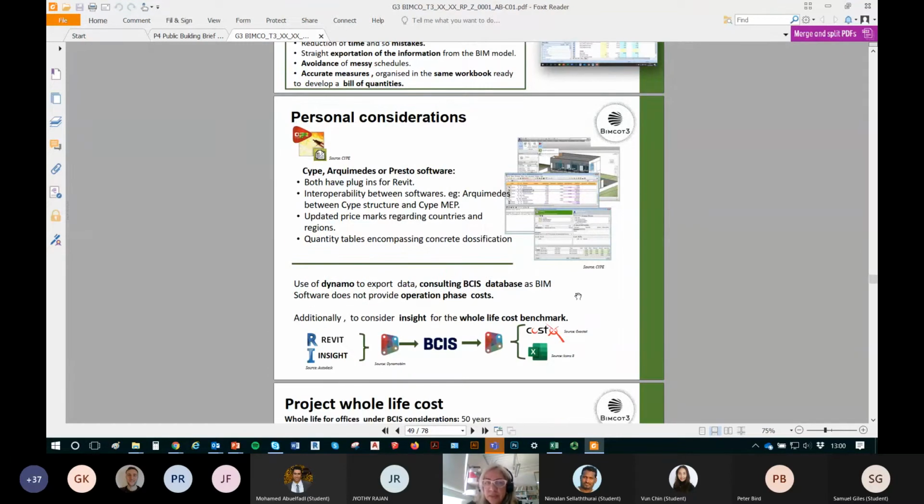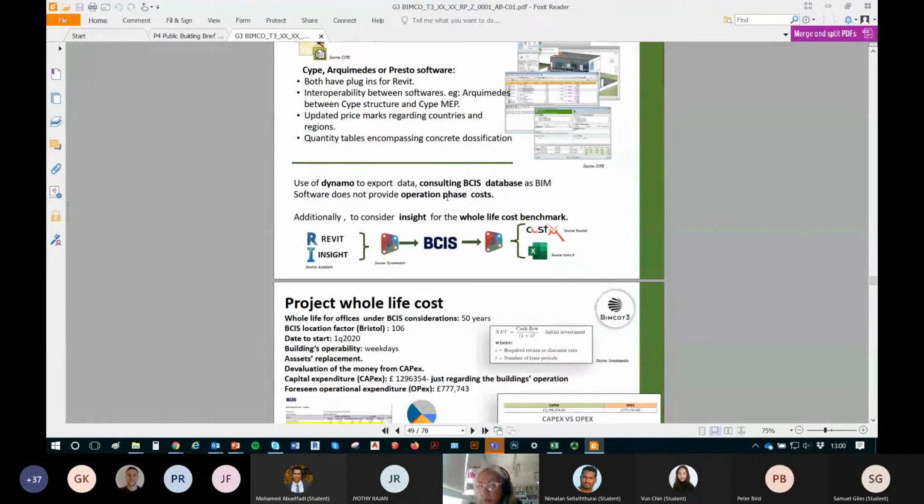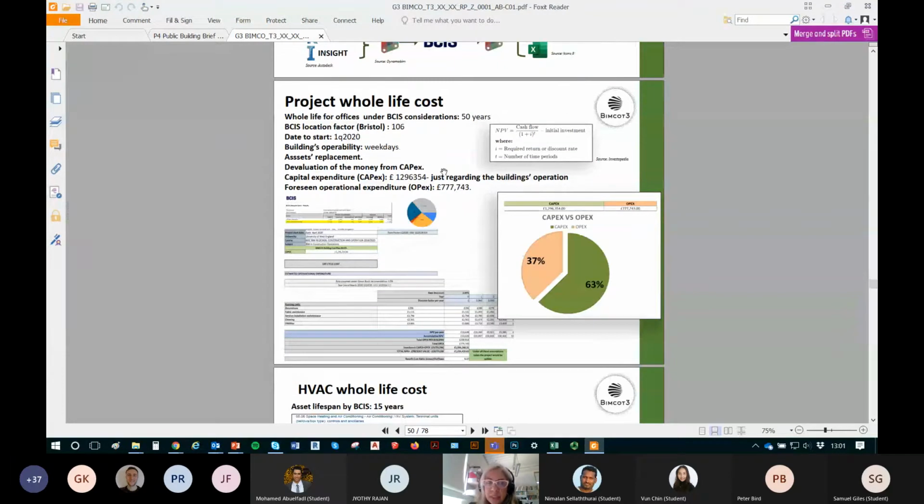A little bit of personal considerations. I think that is good, but I think rather than individual consideration it should be a group consideration. This is a group presentation.